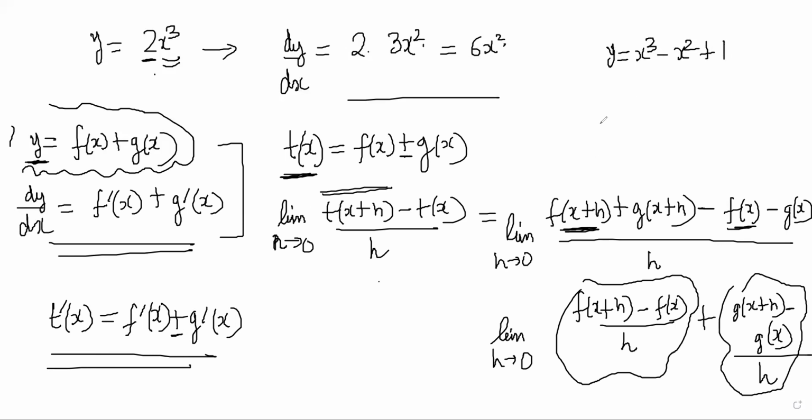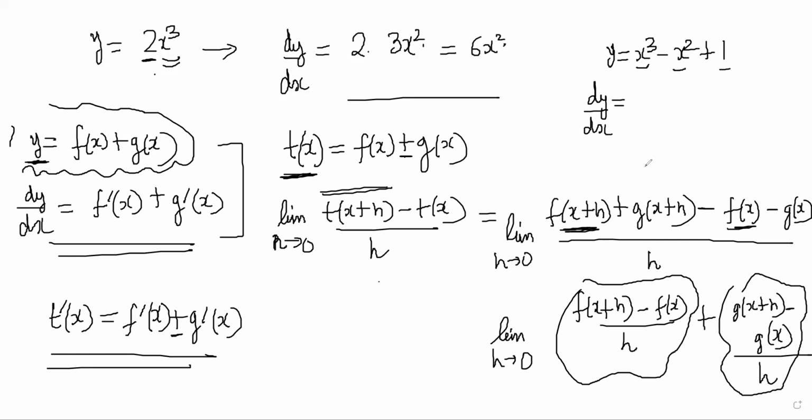Suppose y was this, right? Now dy by dx, earlier you didn't know what to do. You might have had to do the limit definition on the whole thing. But now, because you know that sum and difference doesn't matter, it's a very obvious thing. So you just differentiate each of them and keep adding those with plus and minus, right?